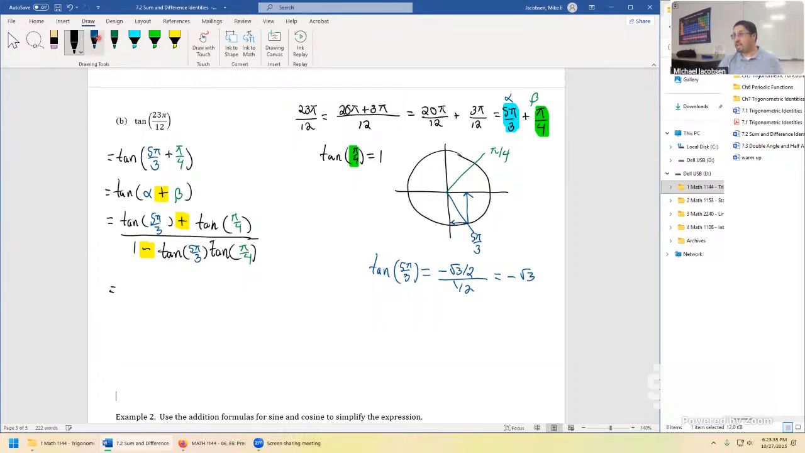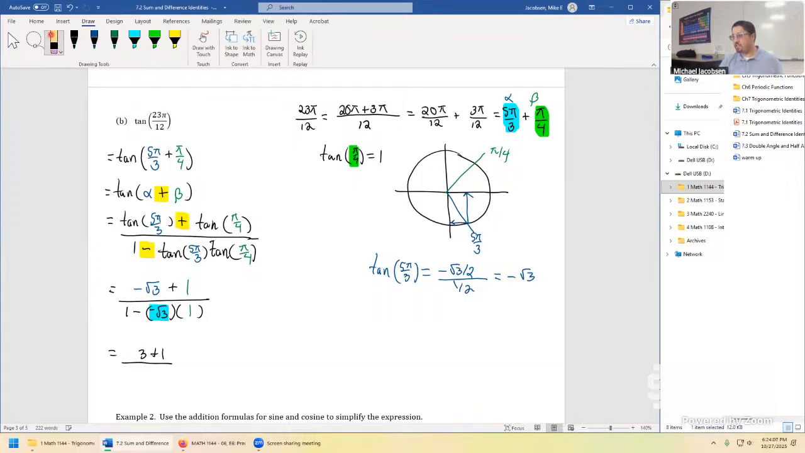So now it's equal to negative root 3 plus 1, divided by 1 minus negative root 3. Oh, meant to color code that. Let's just slap it with a highlighter. Tangent pi over 4 is a 1, so times 1. That means it's just about there. It turns into altogether negative root 3 plus 1.